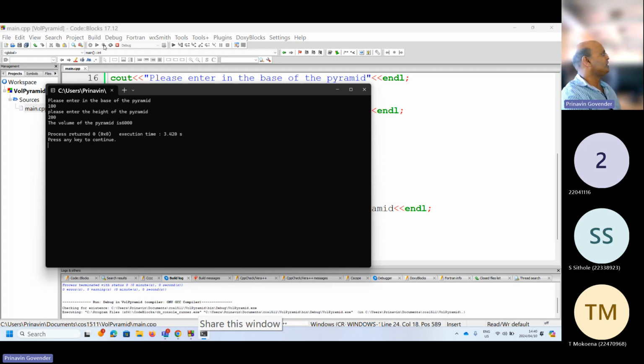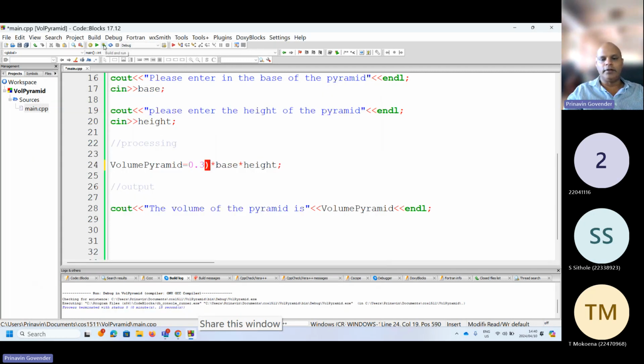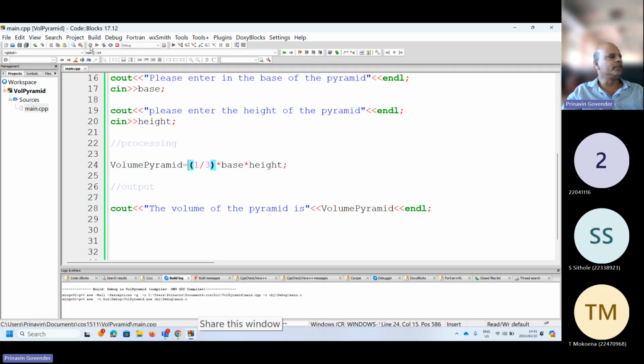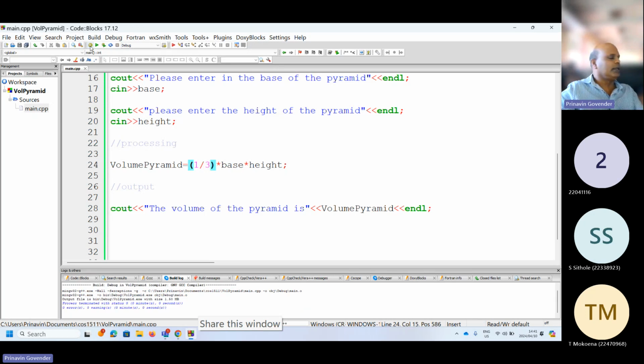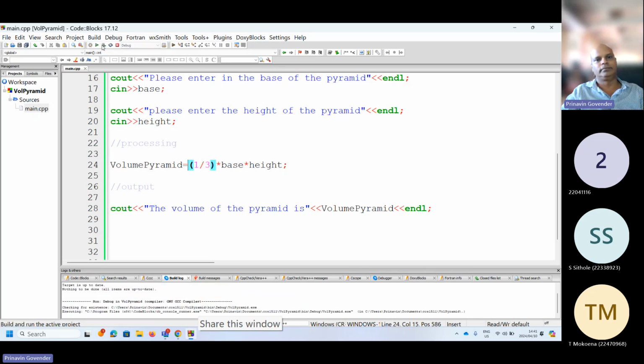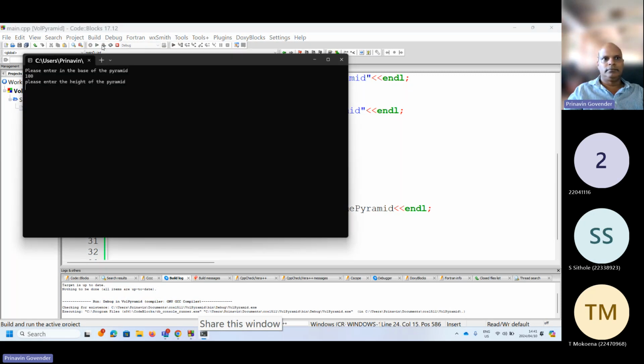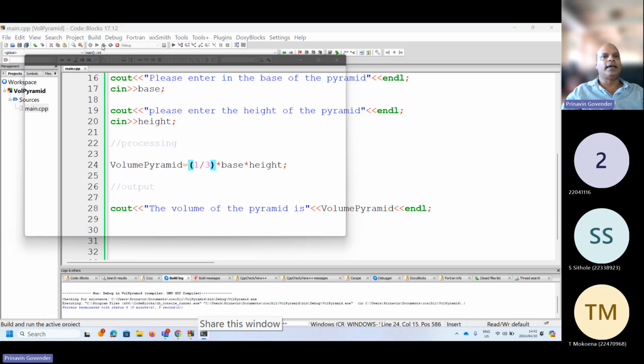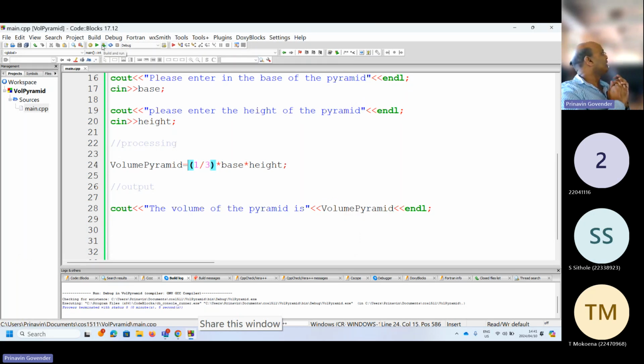Now it's expecting me to have 0.3, right? Let's do that again. So let's put 1/3 in brackets. 1 divided by 3. Right? Let's build and run. I did this deliberately to show you that I can make mistakes and I can correct them too. Right? See that? It doesn't work with 1 divided by 3. For some odd reason, the compiler is not taking it.